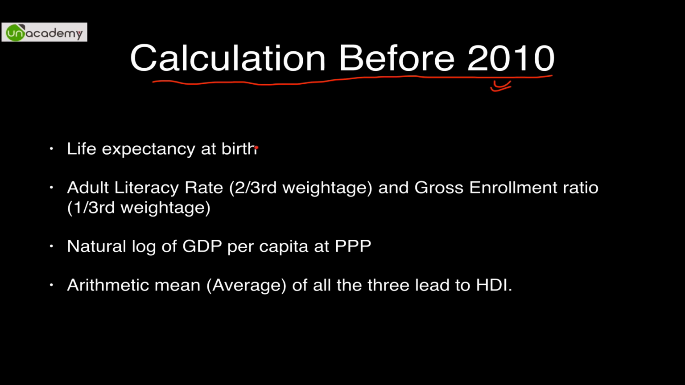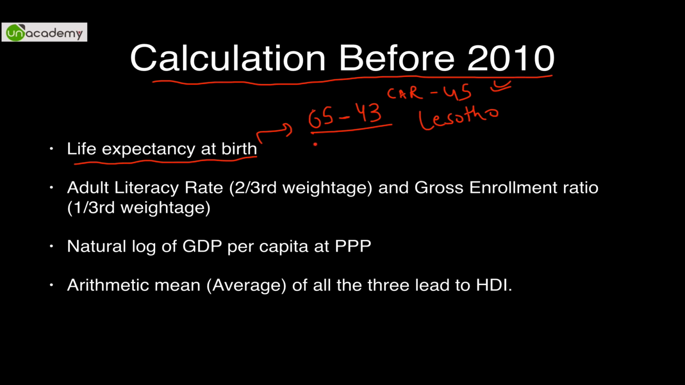Now, calculation before 2010. How was it calculated before 2010? I will not focus much on this, but life expectancy at birth was calculated as maximum minus minimum. Let's say life expectancy in India is 65. It was reduced by the minimum life expectancy, which today is in Swaziland, that is 42 or 43. In the Central African Republic you will find life expectancy of 45. In Lesotho you will find 46, something like that. Maximum life expectancy is obviously in Japan, that is 84, minus 43. So this number is always less than 1 except in the case of Japan, right? That's how it was calculated.